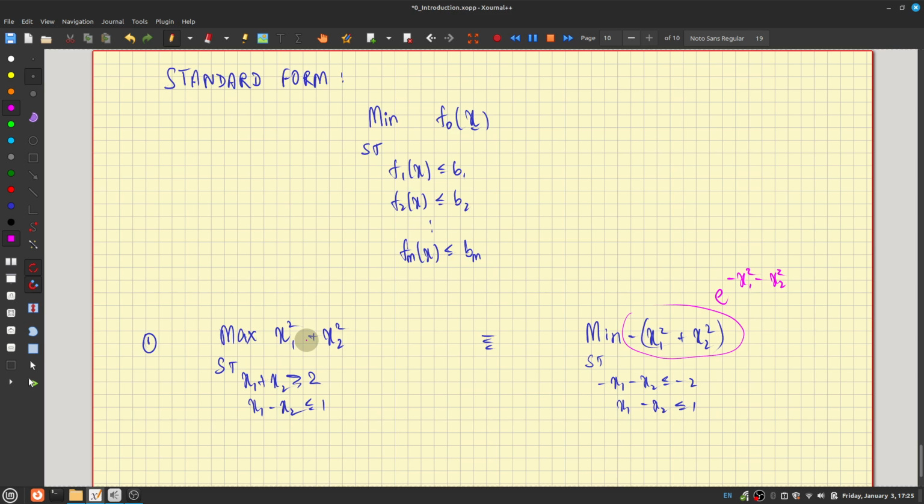Similarly, suppose I want to minimize the L2 norm of x. It's the same as minimizing the L2 norm squared of x. Right? So both of them will have the same solution. But sometimes certain formulations are better than others.